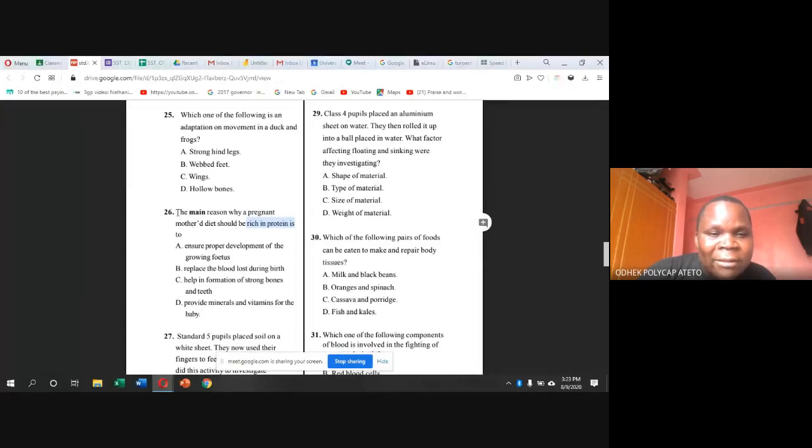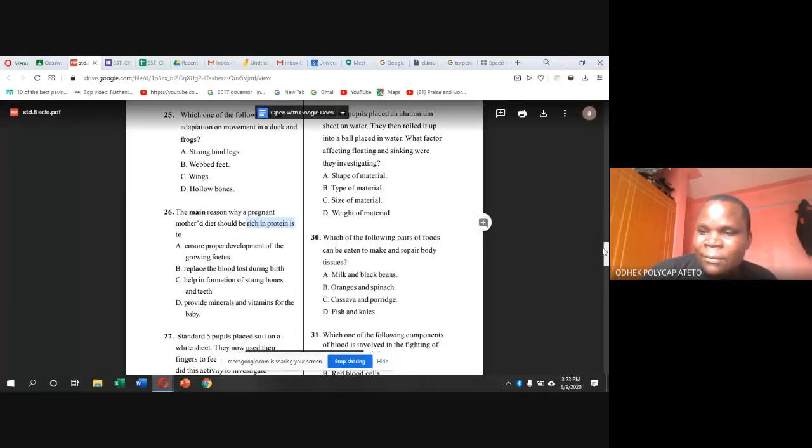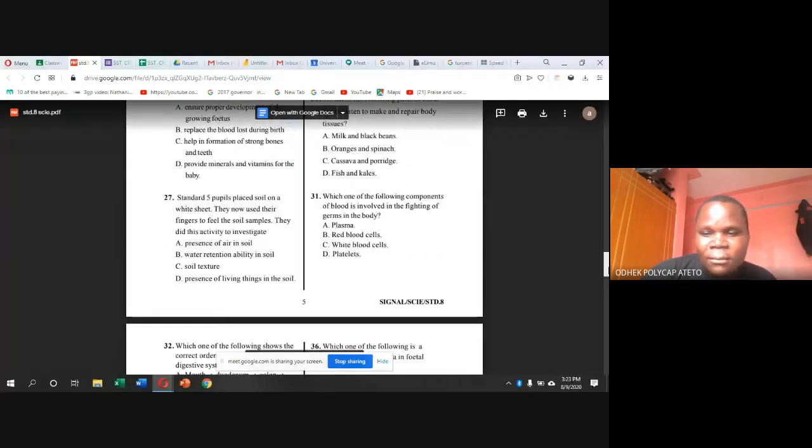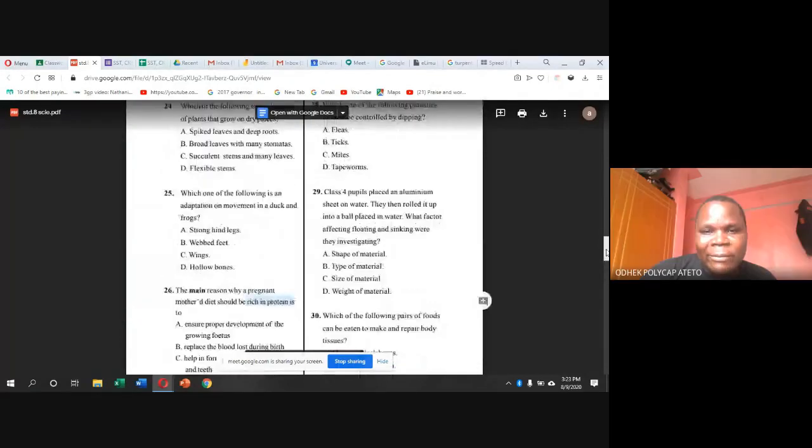Why do pregnant mothers also take food rich in calcium? For the development and the strength of the bones of the fetus, not of the mother. So make sure: help in the formation of strong bones and teeth, that is calcium. Replace the blood loss during birth, that is iron for lactating mothers. But for pregnant mothers, iron is for formation of the blood. Correct? Next.